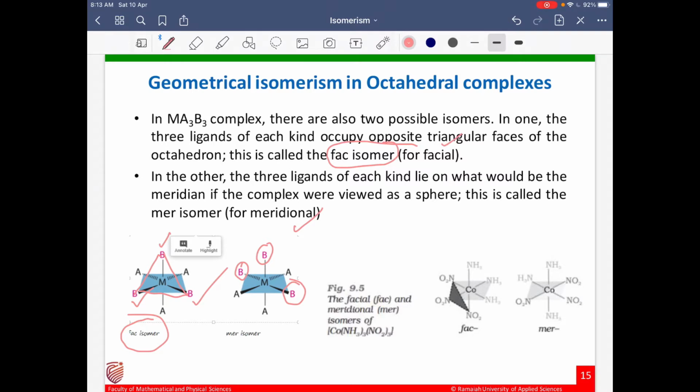One example is given here: Co(NH3)3 thrice, NO2 thrice. So it is an Ma3b3 structure. In one type, the identical nitro groups occupy opposite triangular faces, and at the same time here NO2, NO2, NO2 lie on what would be called the meridian if the complex were viewed as a sphere. This is called the mer isomer.